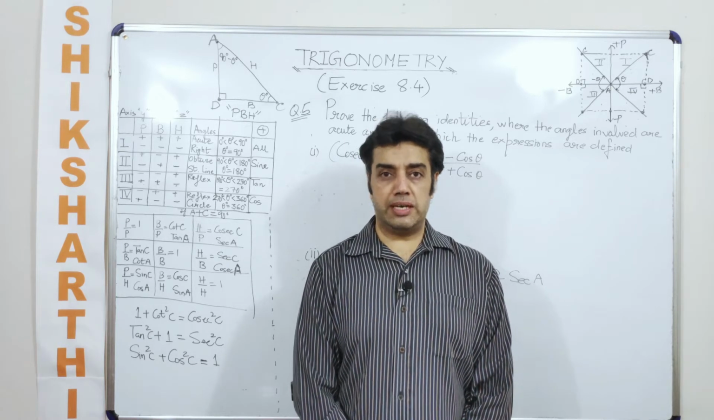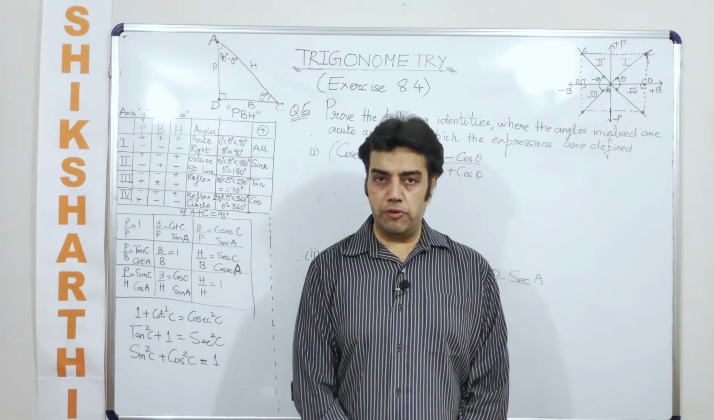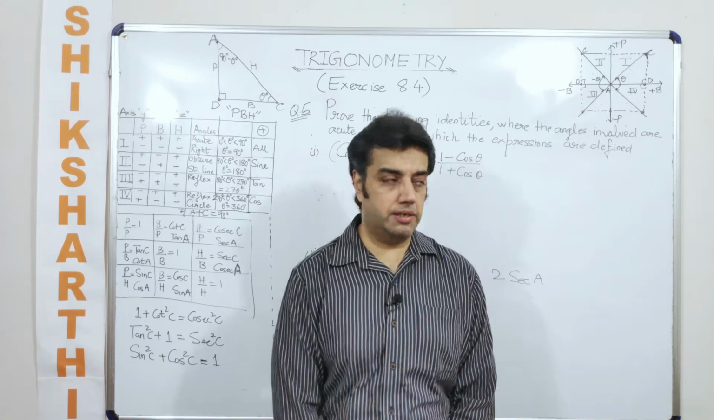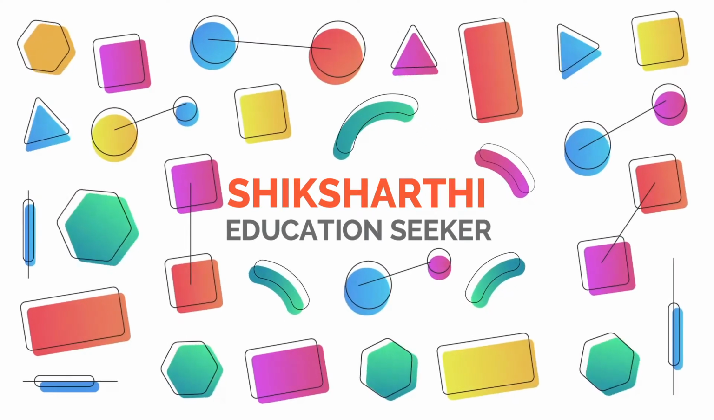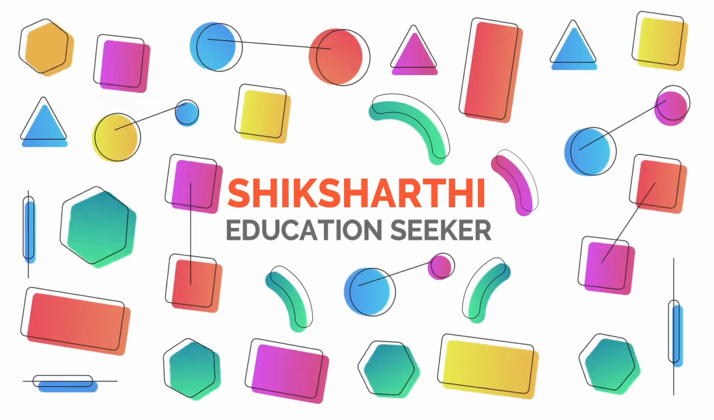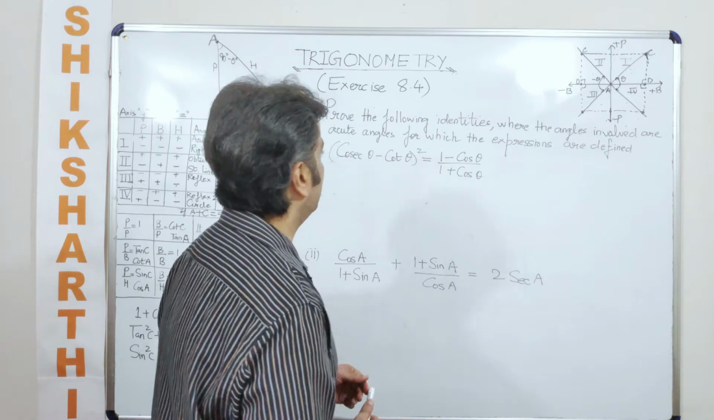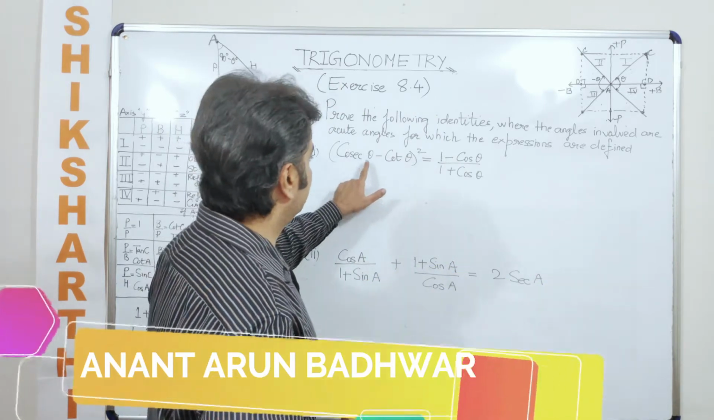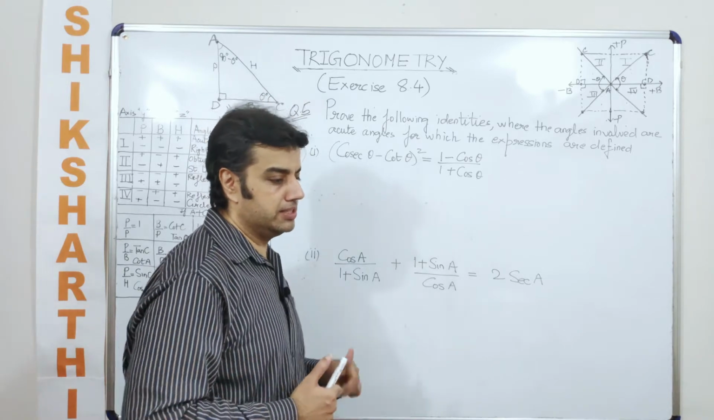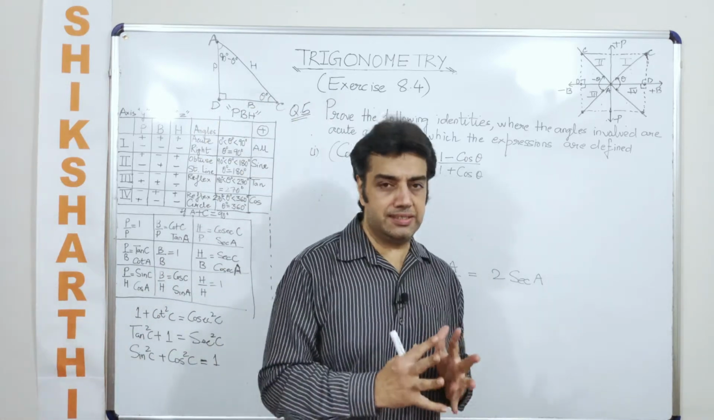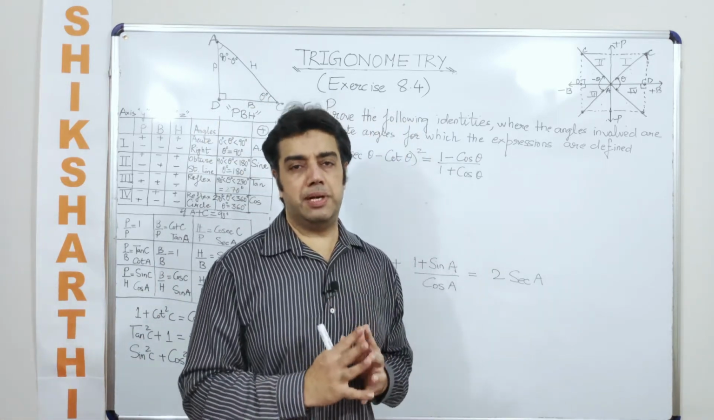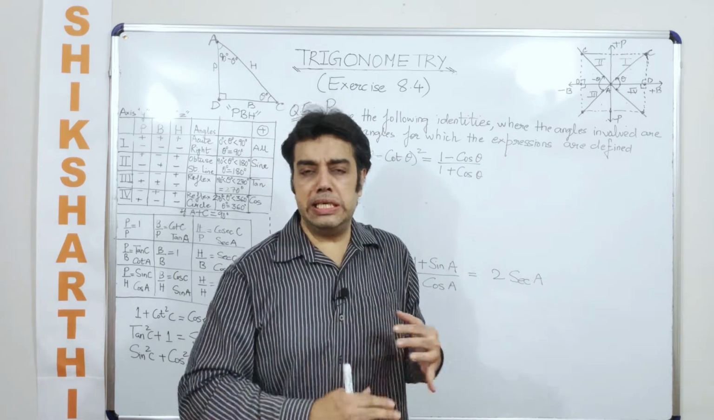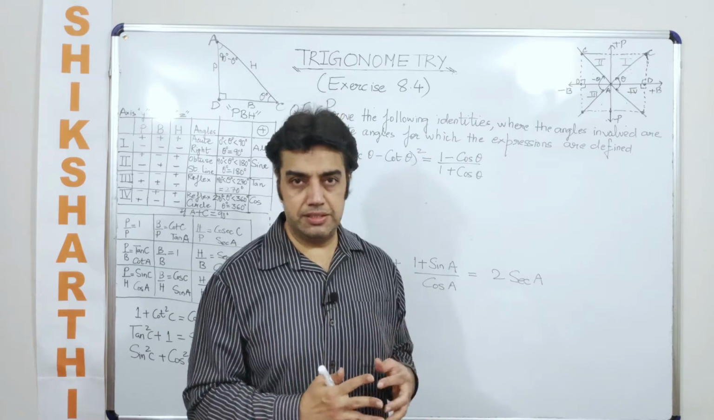In this video, we shall be solving question number 5 of exercise 8.4 on trigonometry. So let's start. Question number 5 asks us to prove the following identities. For example, question 5 consists of 10 subparts. It's quite an exhaustive question, so here is where your learning will be harvested totally.